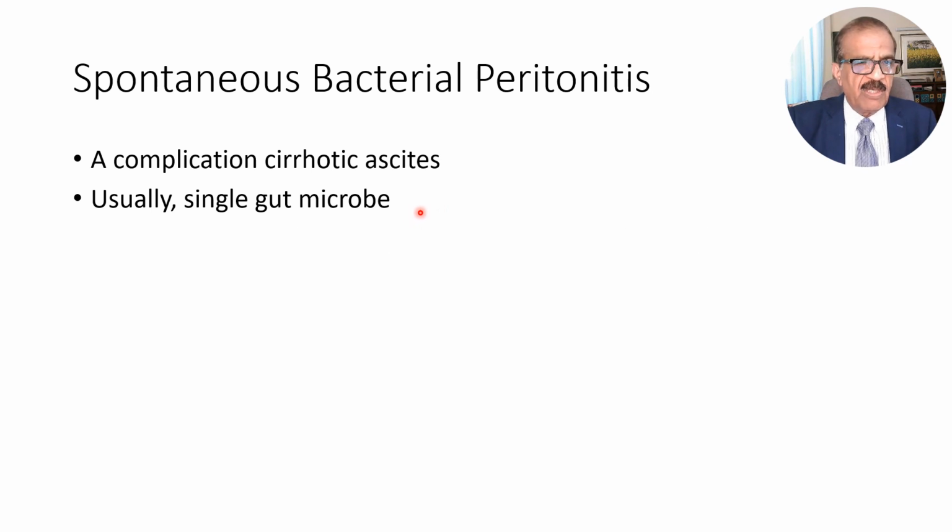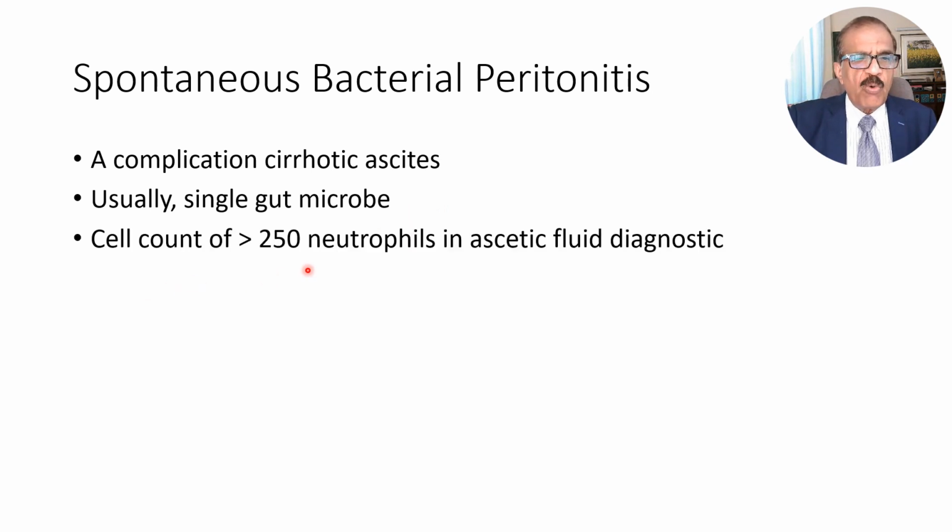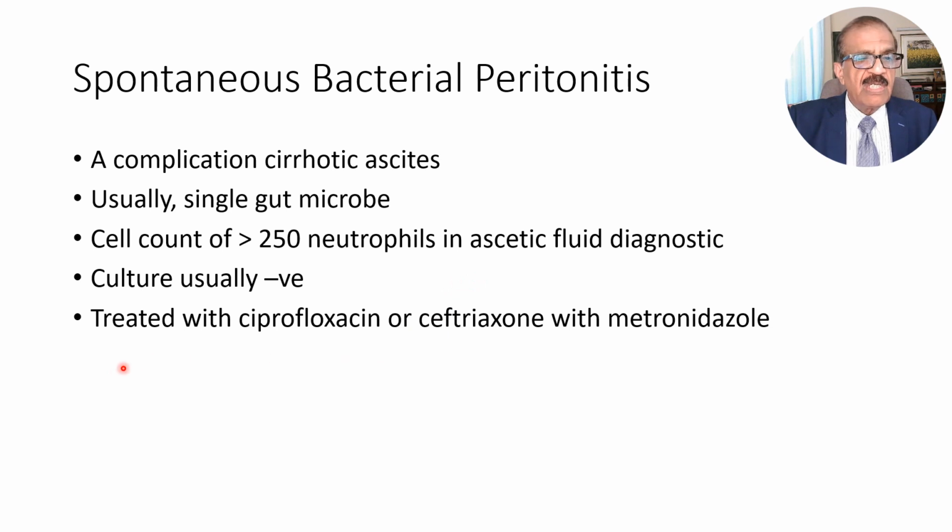So either we try to culture and determine the antibiotic, or mostly on empirical grounds we cover these gram-negative and anaerobic bacteria. A cell count of more than 250, if they are neutrophils in ascitic fluid, will confirm the diagnosis. Although blood culture should definitely be helpful, culture is usually negative, and then it is treated with ciprofloxacin or ceftriaxone with metronidazole. This is at least what I do: metronidazole to cover any possible anaerobe, and ciprofloxacin or ceftriaxone, either of the two, would cover gram-negative bacteria very effectively.